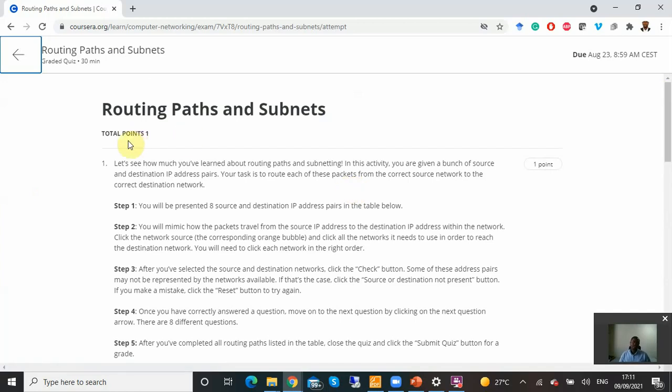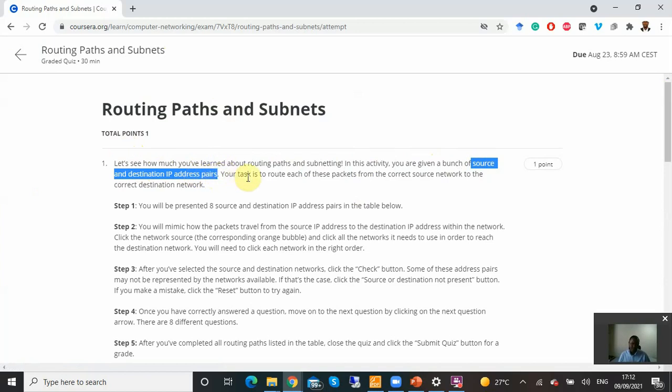Yes, first of all, we need to read the instruction. The instruction says, let's see how much you have learned about routing and subnetting. In this activity, you are given a bunch of, take note, a bunch of source and destination IP address pairs.